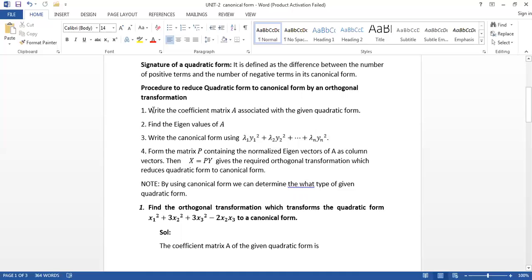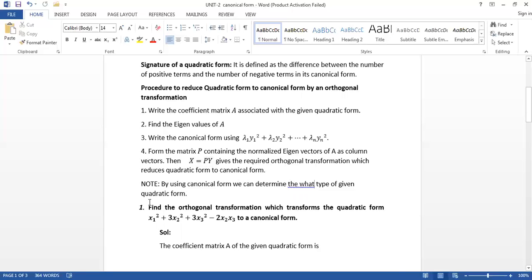Now we see the procedure. First, write the coefficient matrix associated with the given quadratic form. Second, find the eigenvalues of A, and third, write the canonical form using lambda 1 y1 square plus lambda 2 y2 square plus and so on lambda n yn square. And fourth one is, form the matrix P containing the normalized eigenvectors of A as column vectors, then x equals Py gives the required orthogonal transformation which reduces the quadratic form to canonical form, right? So by using the canonical form, we can determine what type of quadratic form is given.